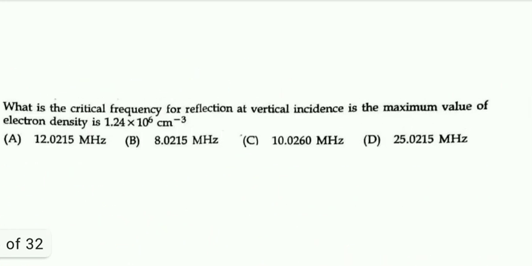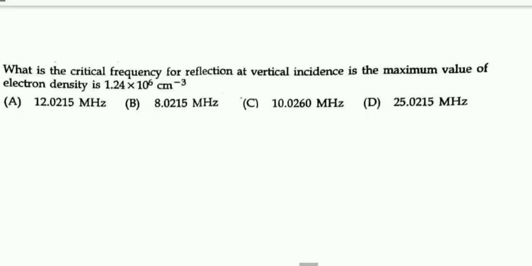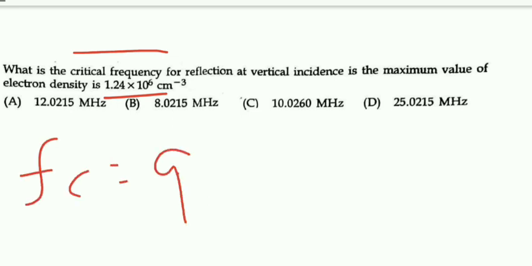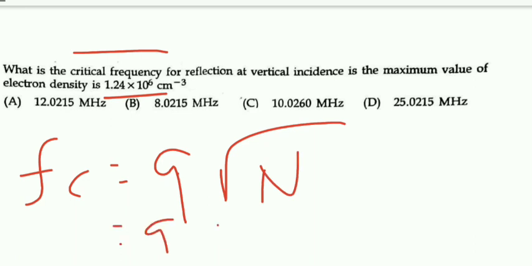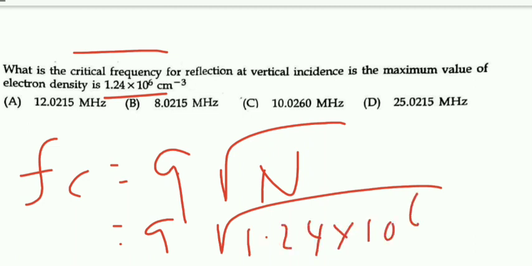Next one, what is the critical frequency for reflection at vertical incidence if the maximum value of electron density is 1.24 into 10 power 6 per cubic centimeter. So what they asked is critical frequency and they gave electron density. We know the relationship between critical frequency and electron density is given by Fc is equal to 9 root N, where N is electron density. So 9 into root of 1.24 into 10 power 6. This is for cubic centimeter. I have to convert into cubic meter.